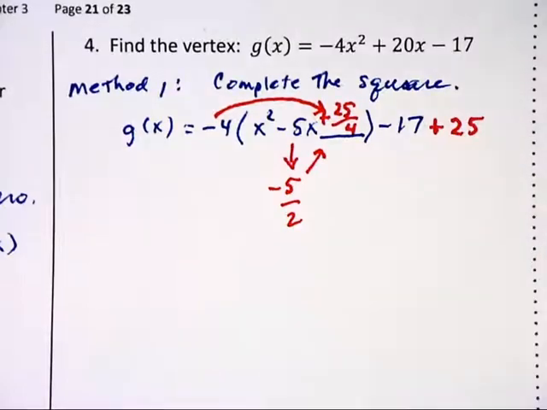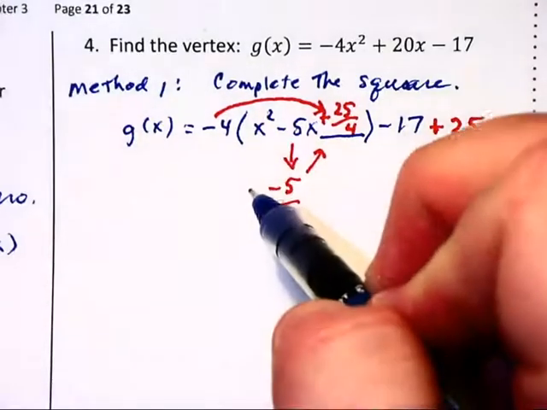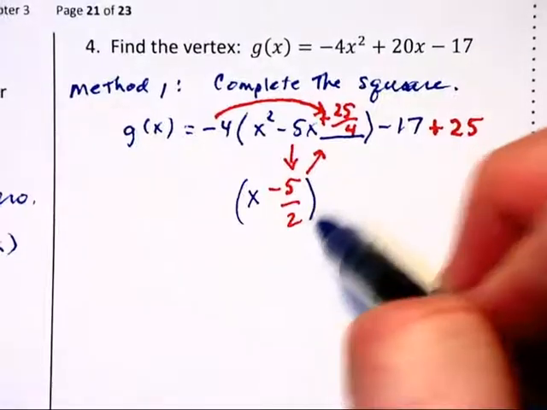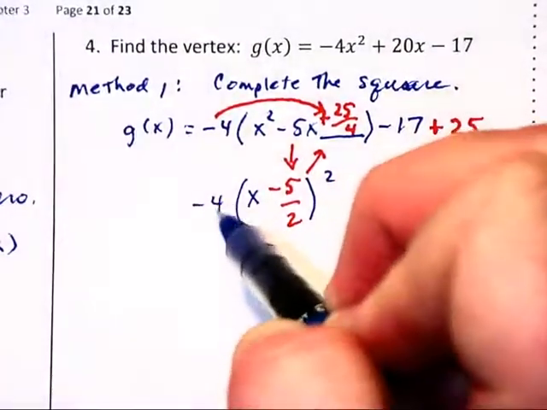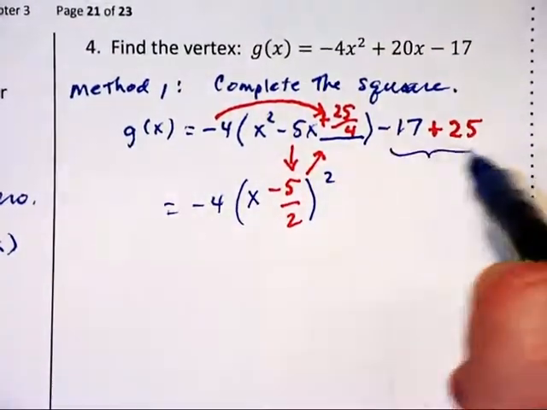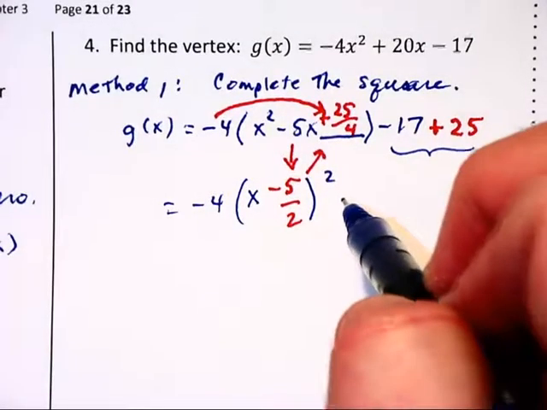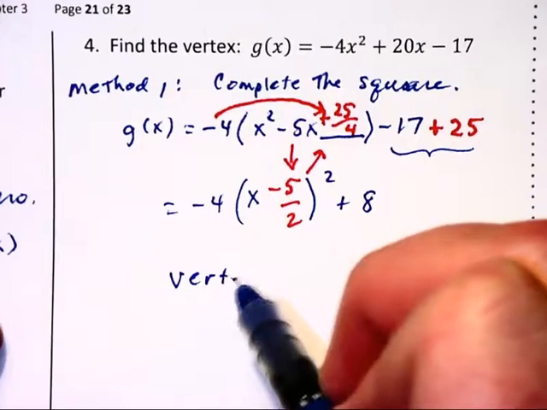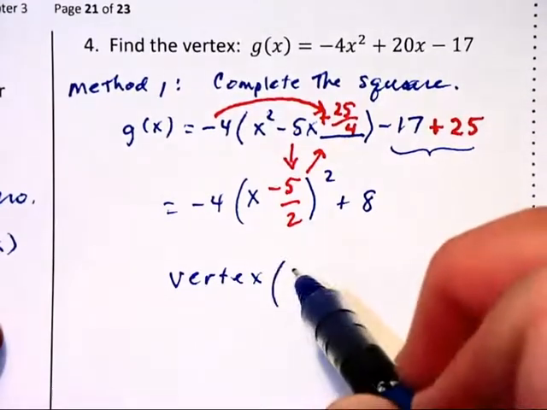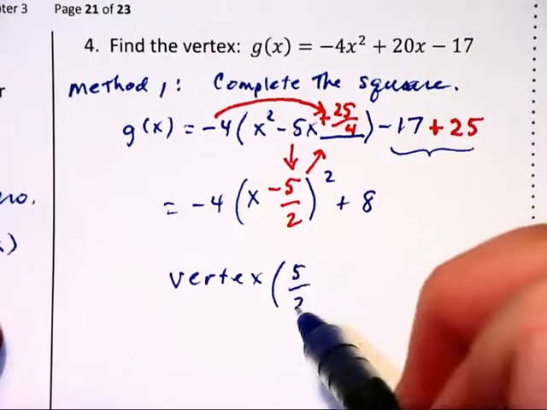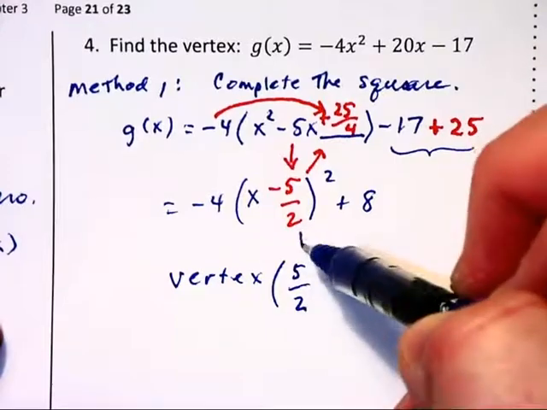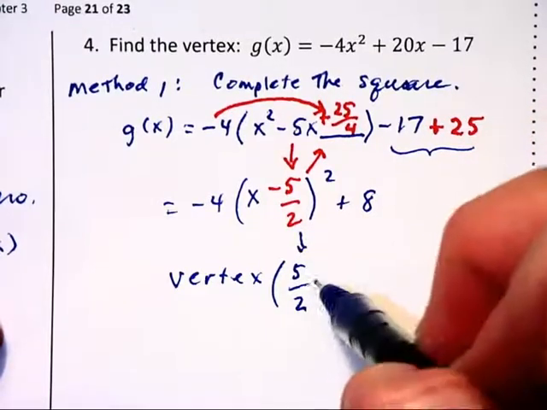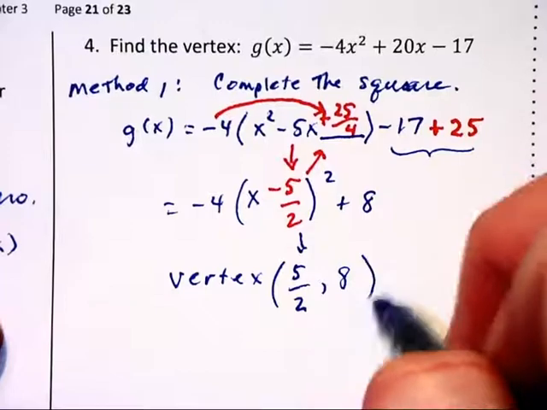So finishing this process off, we have x minus 5/2 squared, -4 in front, and combining these values at the right together, we have plus 8. And that tells us that our vertex is located at positive 5/2. We change the sign when we go from parentheses to the vertex, comma 8.